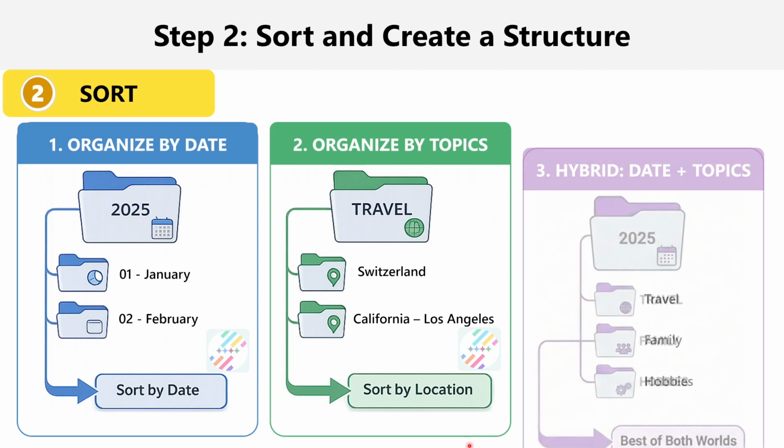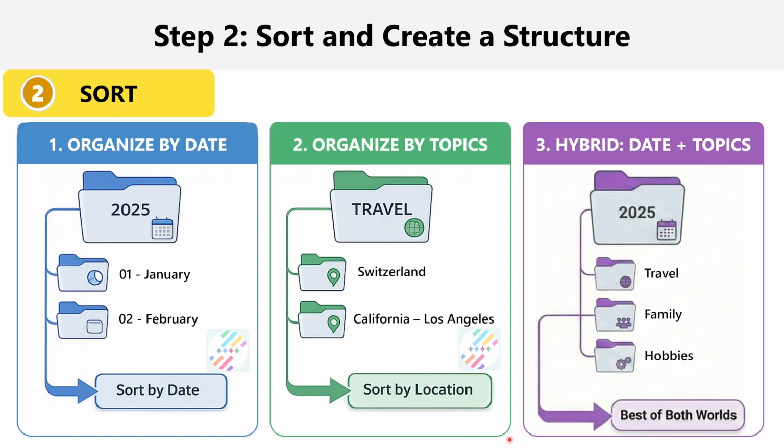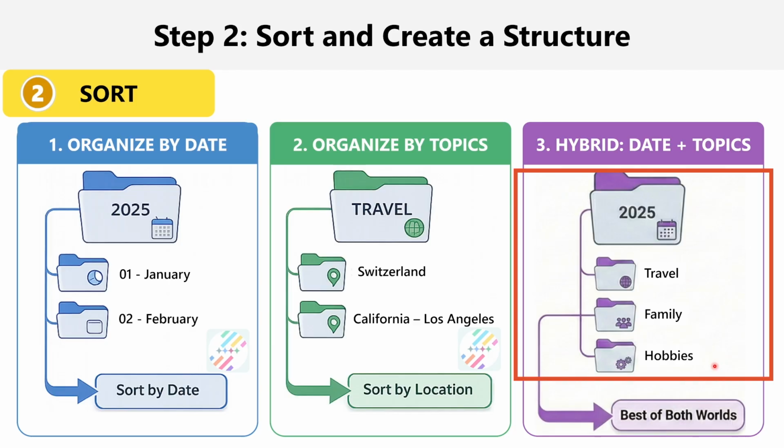Structure number 3 is hybrid, date plus topics. Many people prefer a hybrid structure as it combines the best of both worlds. In this setup, you organize by year at the top level and then topics within each year. For example, 2025, travel, family, hobbies.